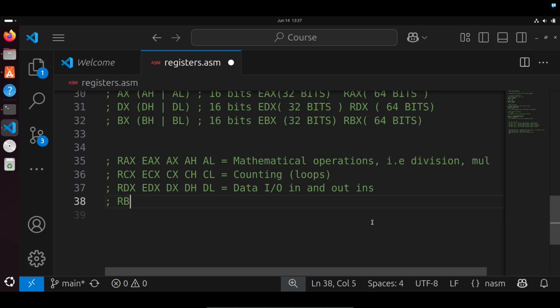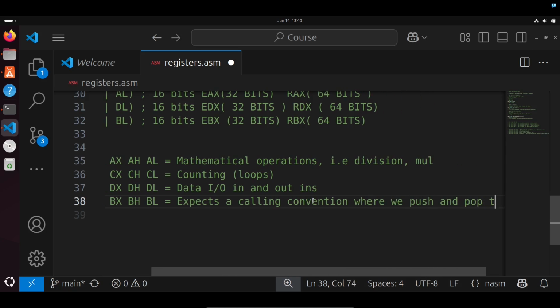So now we have the RBX, EBX, BX, BH, BL. Essentially, the RBX register and the BX register and so on, it's used with the expectation that a particular calling convention will be met. So any function or subroutine that changes the RBX register is expected to push it on entry and pop it on exit. Okay, now more will be explained on what pushing and popping means. Essentially, we're pushing to a stack, popping from a stack, okay? More will be explained on that later. It expects a calling convention where we push and pop the register.